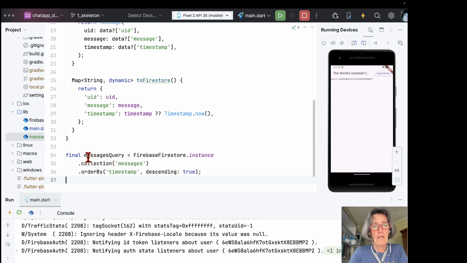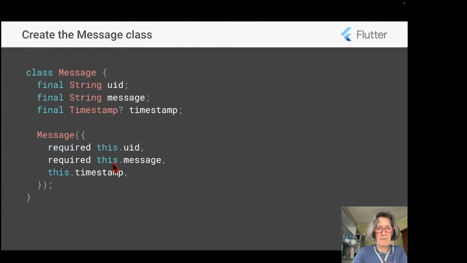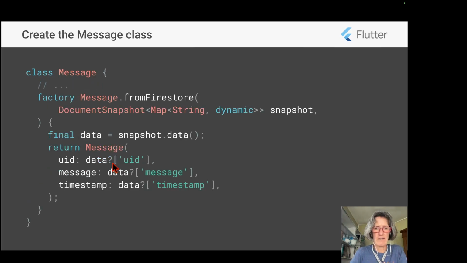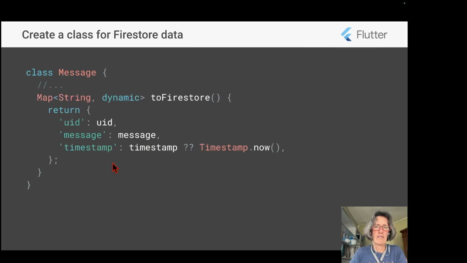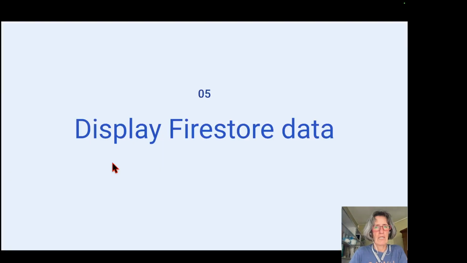Now note that by declaring this messages query here, the query is not executed, it's simply declared. There is no data being accessed in Firestore yet. That will come in the next step. All right, but let me catch up with my slides first. So here was the message object, here is the fromFirestore method, and here is the toFirestore method. And my messages query. Okay, now we know how to query Firestore data, at least in theory.